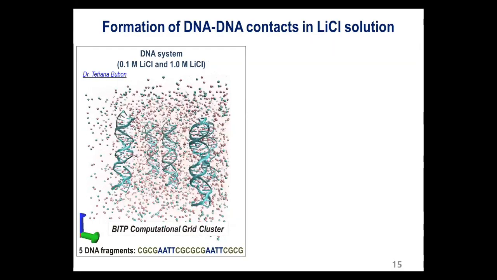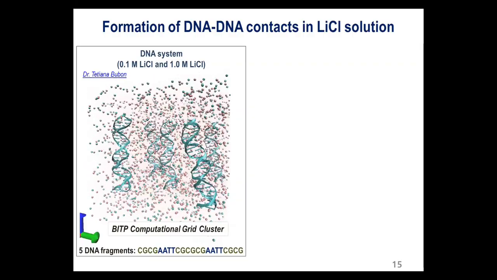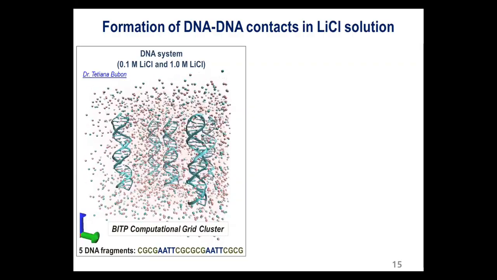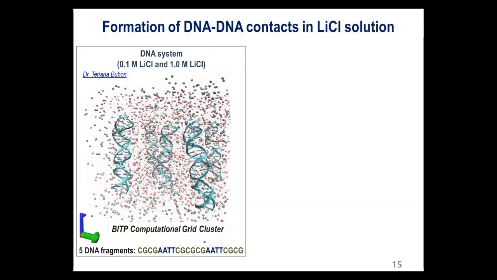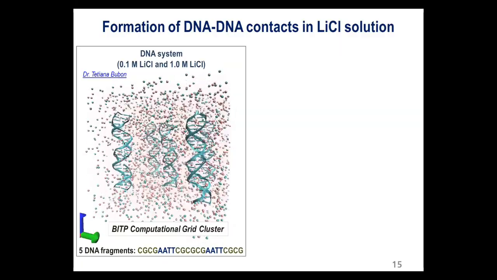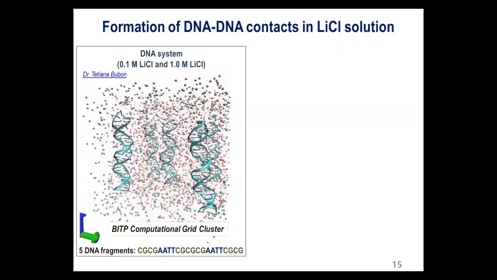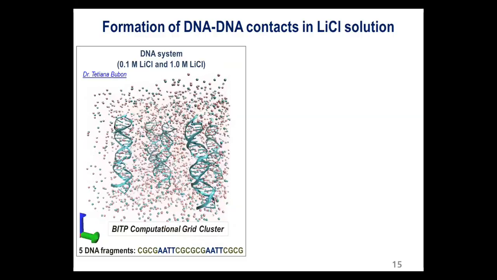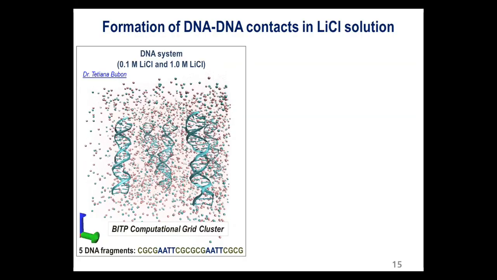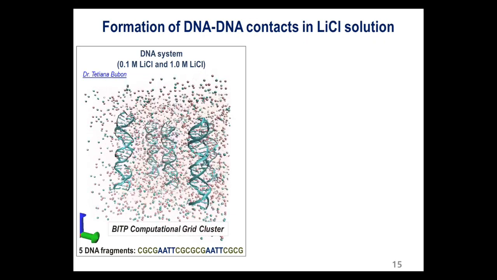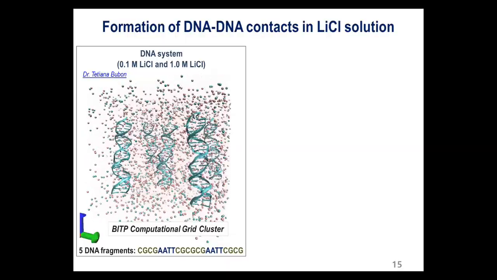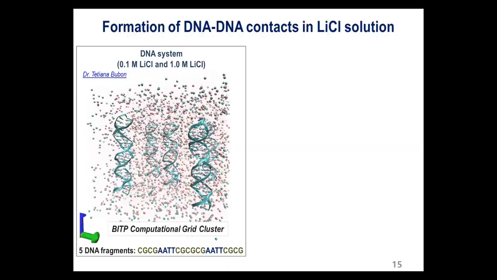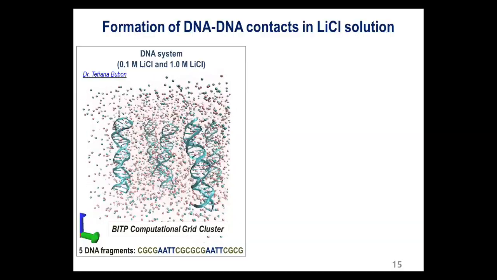But of course, such a simple model cannot explain all peculiarities of the system, and we need to perform molecular dynamics simulations. And here you can see the results that we obtained using our computational cluster, where you have 5 DNA molecules in the simulation box with water and ions. You can see just only ions. Water is not shown here. The ions are positively charged lithium, and the negatively charged chloride.